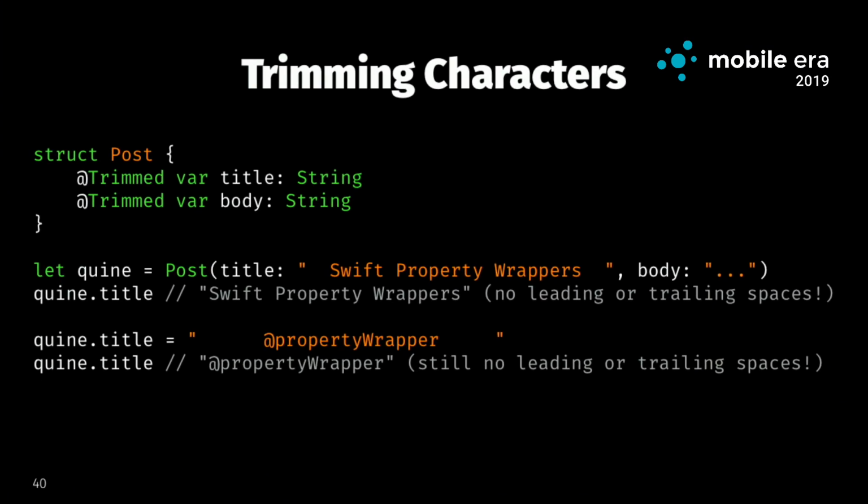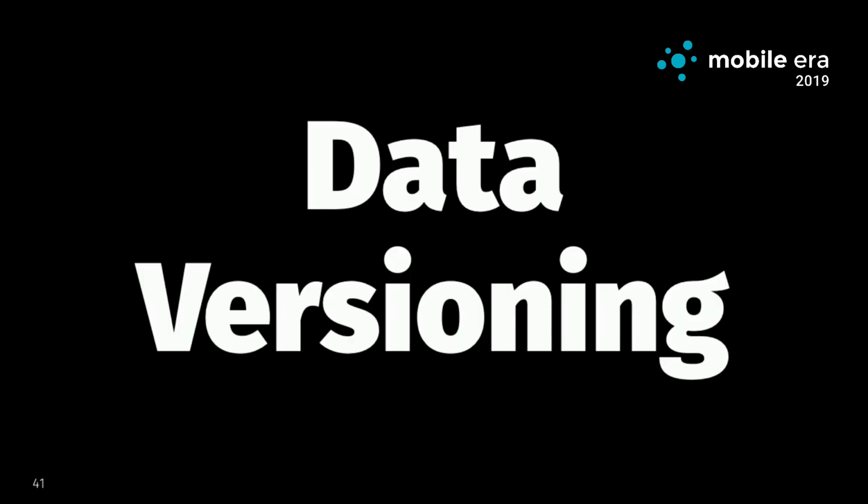So it's kind of cool because if we look at the declaration of our Post struct, we didn't have to add a lot of code to have this behavior. And moreover, this is very readable because when we look at the title, we see @Trimmed. It makes sense that, okay, this is a string and it's going to be trimmed, meaning that we are going to remove the white spaces and the new lines at the beginning and at the end of the string.